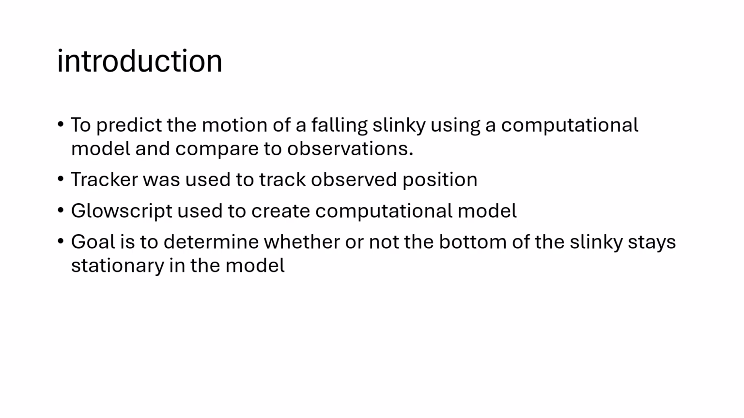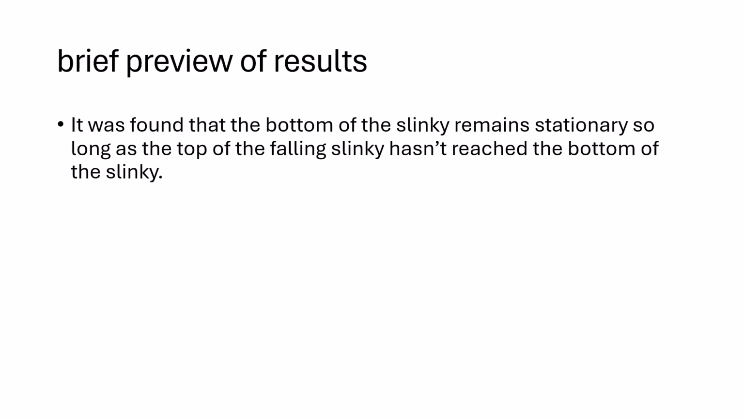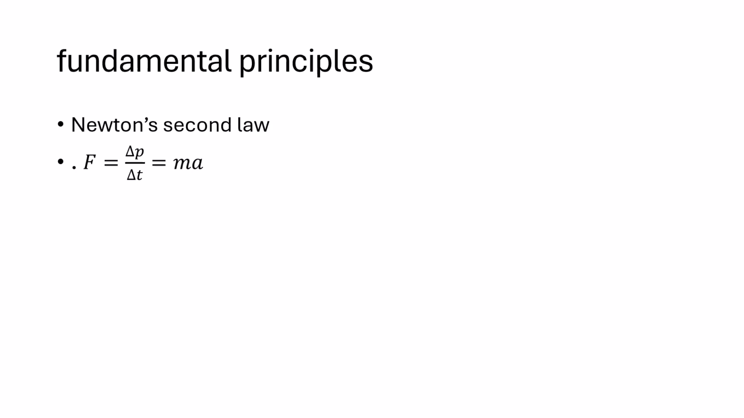Tracker was used to track the observed position of the bottom of the slinky, and GlowScript was used to create the computational model. The ultimate goal was then to determine whether or not the bottom of the slinky stays stationary in the model. When the computational model was created, it was found that the bottom of the model slinky remains stationary, so long as the top of the falling slinky hasn't reached the bottom.